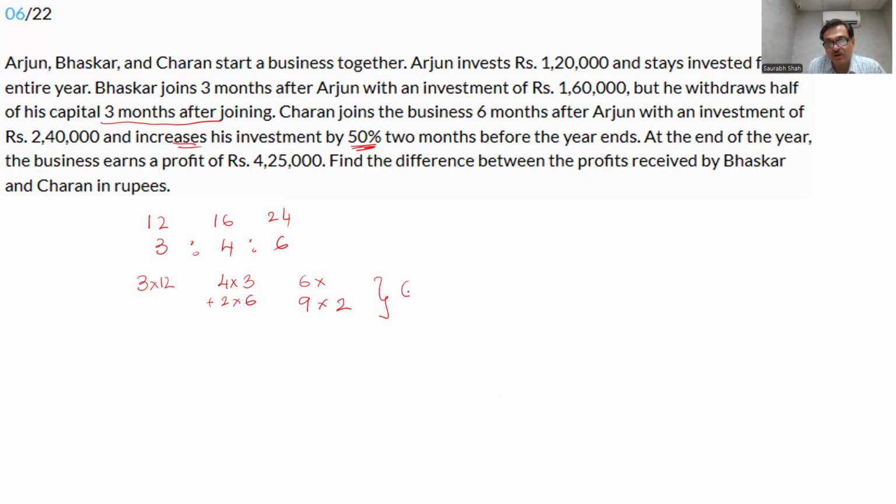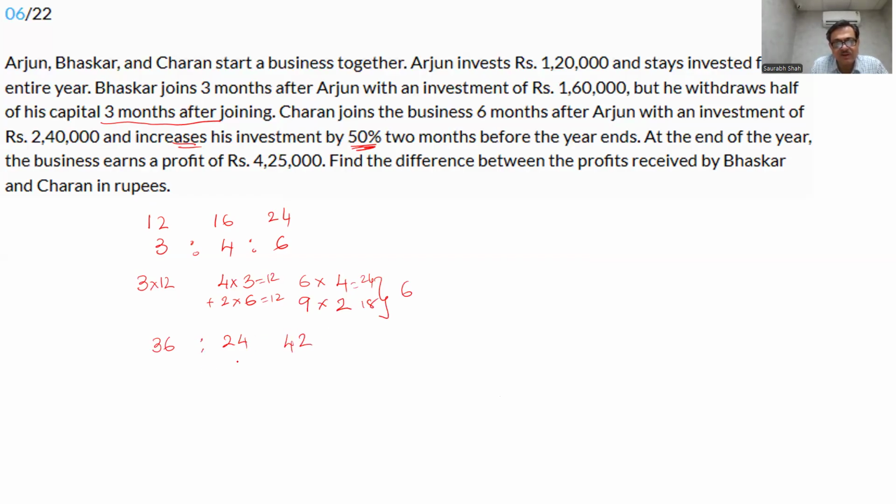He was there for a total of 6 months, so this becomes 4 months. For the first 4 months, his investment is only 6. Ideally, we can start cancelling out a 3, but that could lead to an error in haste. So let's not cancel out anything right now. Let's just simply write 3 into 12, 36. For Bhaskar: 4 into 3 is 12, 2 into 6 is 12, 12 plus 12 is 24. 24 for Bhaskar. And for Charan: 6 into 4 is 24, and 9 into 2 is 18, 24 plus 18 is 42.